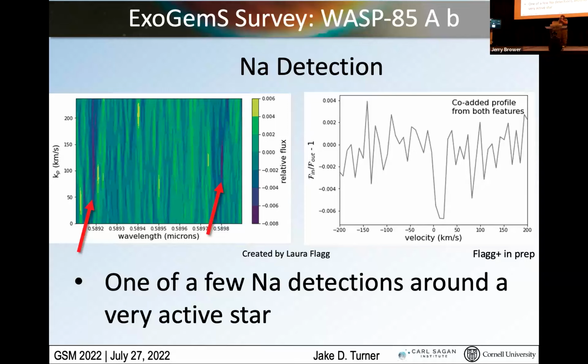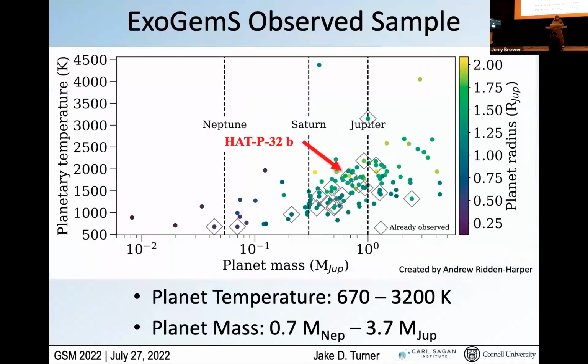But the interesting thing about this planet is that it's around a very active star. And so we were not really expecting a detection because activity kind of makes it difficult, but we did find one. So this is very helpful, that we can detect things even around active stars, which is really useful because there are a lot of active stars. Specifically, we're starting to look at M dwarfs and some of these smaller planets eventually.